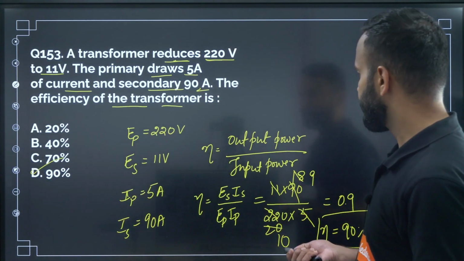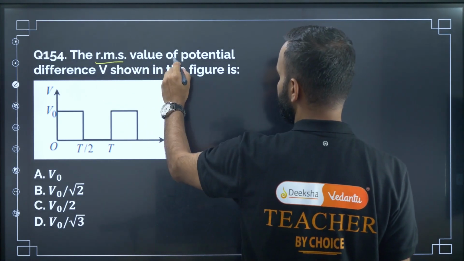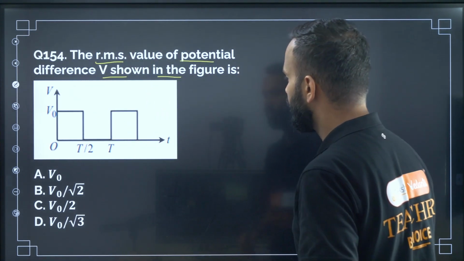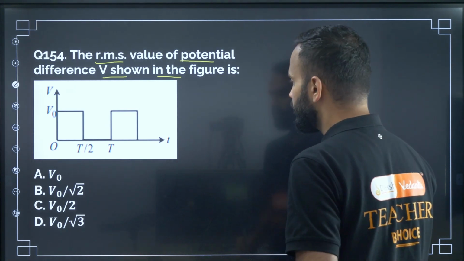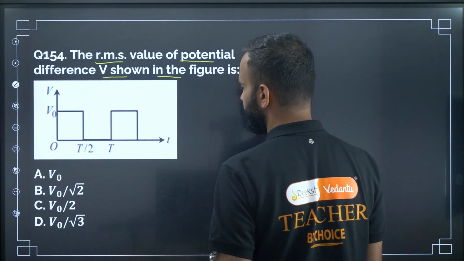Next question. Question number 154. The RMS value, that is root mean square value of potential difference V shown in the figure is. So this is the given figure, right? So we need to find the RMS value of the potential difference V.